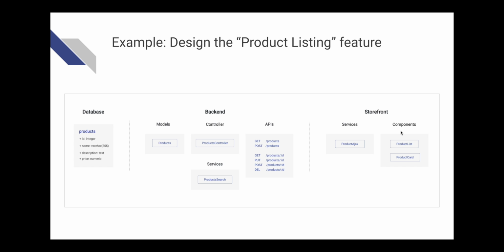And in the front end, we need to build some product React components like product list, product card. And we need to have a service to communicate with the backend to ask the backend to send the product list as a JSON response to the front end. So this is the overall design for the product listing feature. And in the course, I'll show you how we actually code each module for the design.